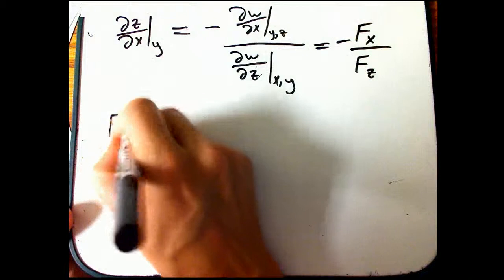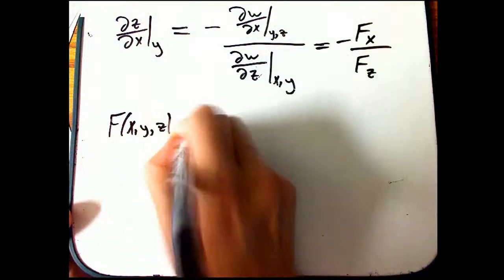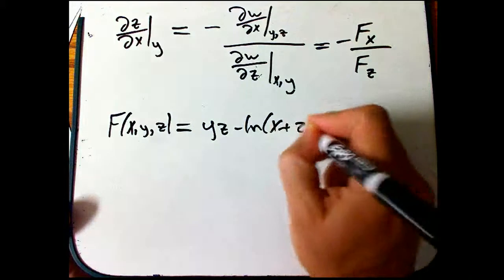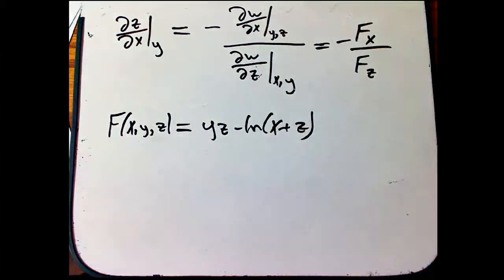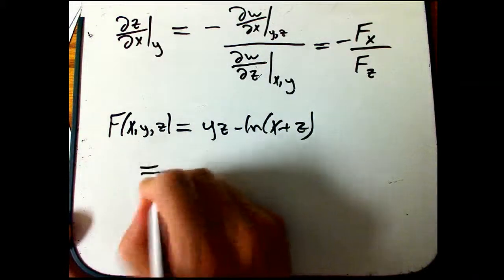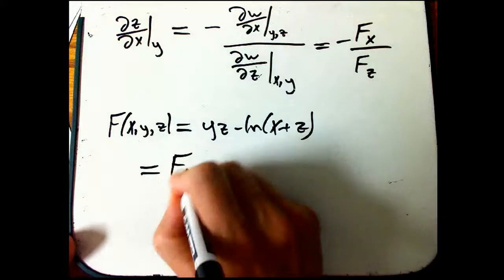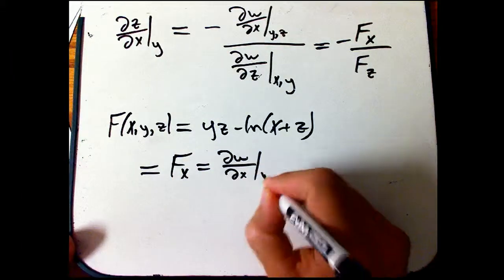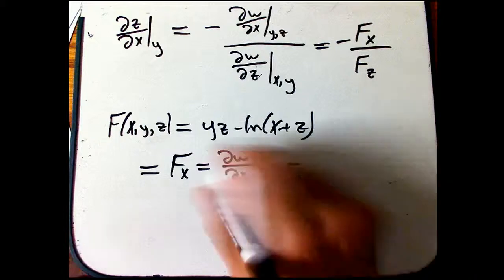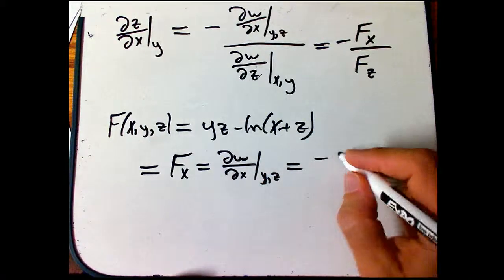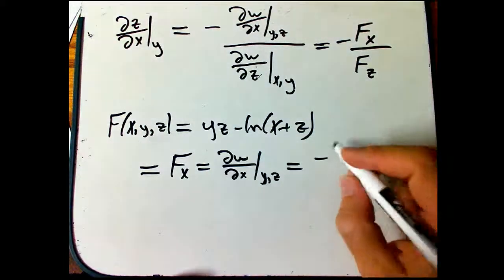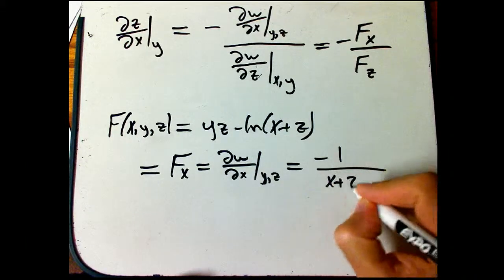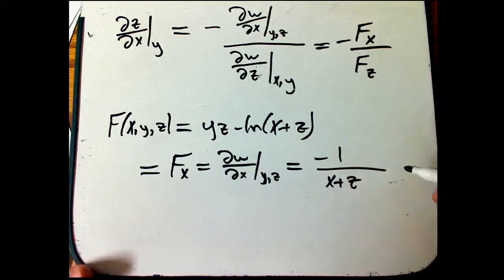Big F of x, y, z equals yz minus ln of x plus z. It's an x. Okay, I think I'll be able to do this without the thing running out on me. Big F sub x, or dw sub x with y and z held constant, is just looking at this formula, doing the ordinary partial derivative in the usual way. And that doesn't have an x in it, so it's minus 1 over, because the ln turns into 1 over x plus z, and I don't get any interesting sort of ordinary chain rule terms.